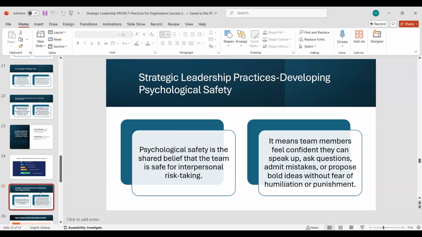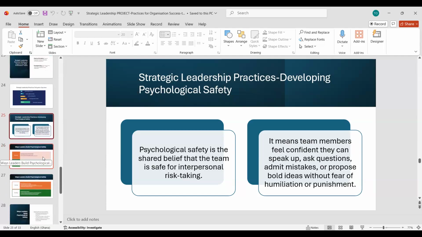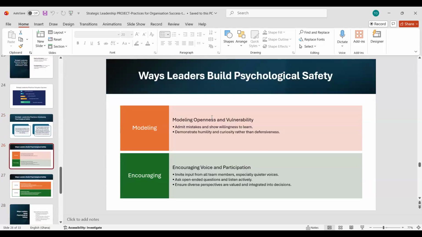So if you want people to feel psychologically safe as a strategic leader, you yourself should be ready to admit your mistakes. And where the need arises, punish people who go wrong. But before you punish them, you let them know what they have done and what they should have done. So what do I do to build this?